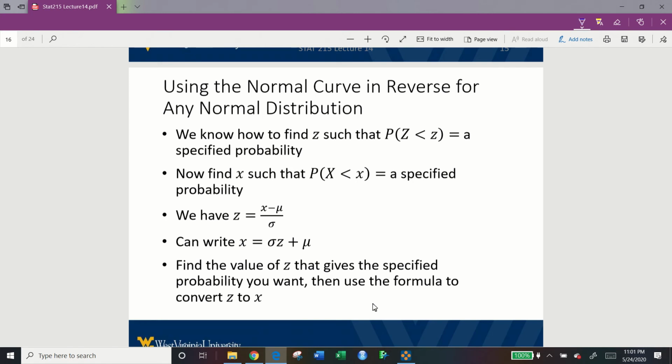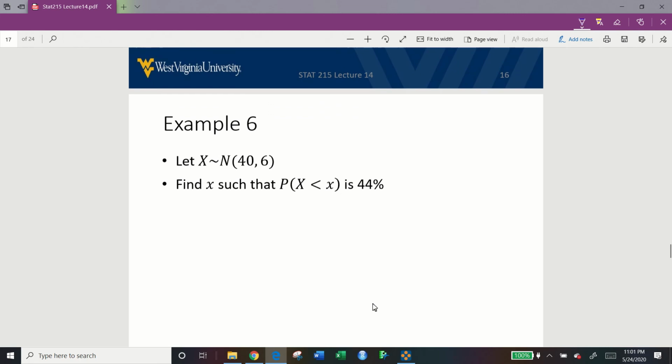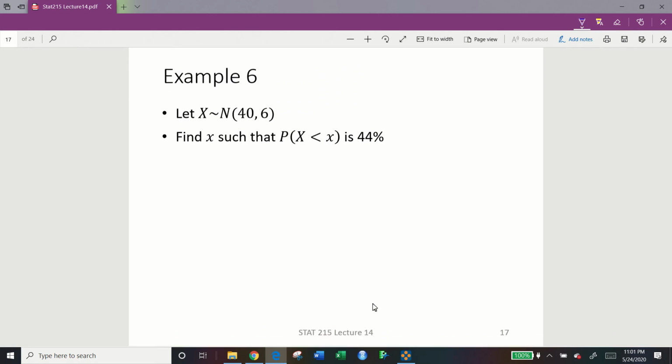We have that z is equal to x minus mu over sigma. If we rearrange this equation and solve for x, we can see that x is equal to sigma multiplied by z plus mu. So this means that we can find the value of z that gives us our specified probability, and then use this formula to convert z to x. Let's take an example of this to show you how this works.